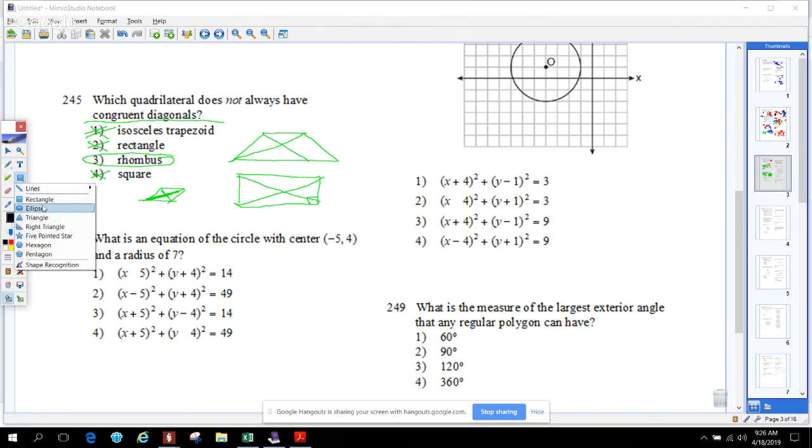Let me see if I can find one. It's not letting me do it. The diagonals are perpendicular in a rhombus.